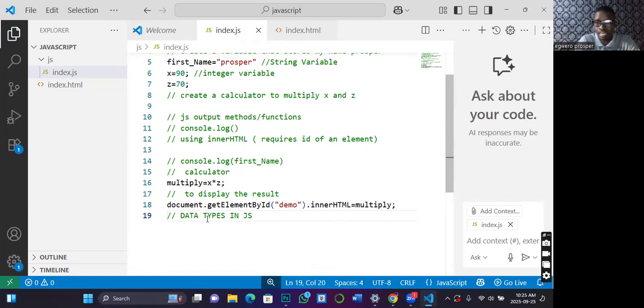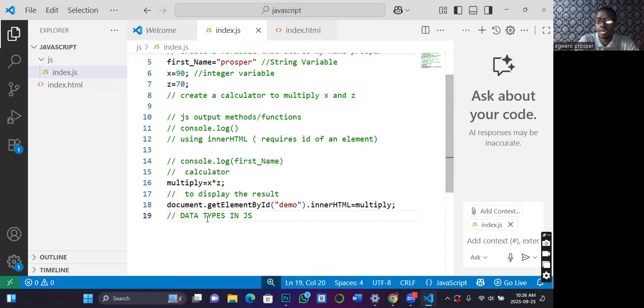So let's look at the categories. Note, the entire data types in JavaScript can be summarized into two categories, in a broader way of grouping them.